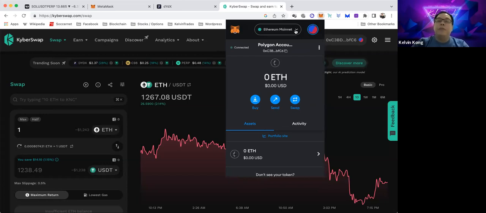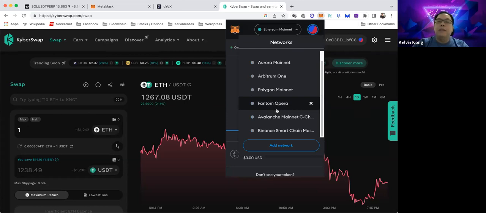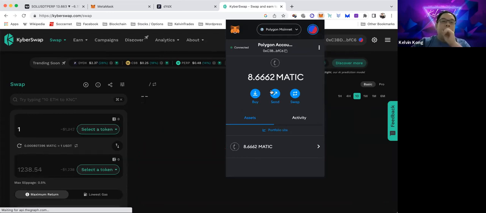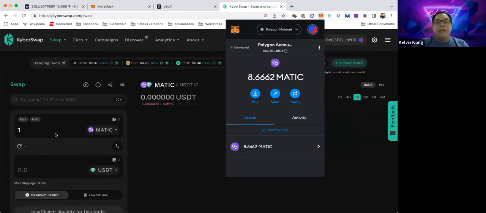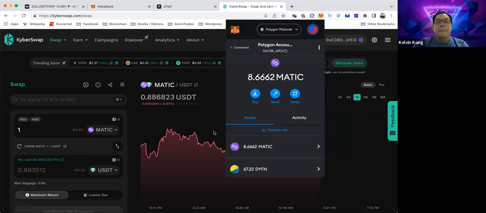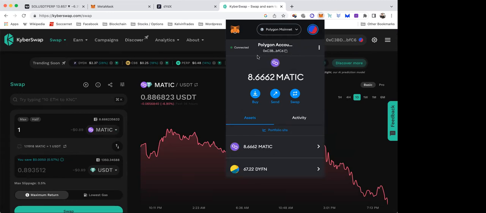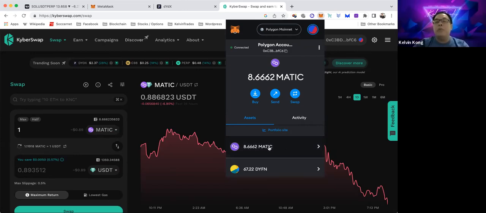Okay, I need to switch to Polygon Network. So you see it changed, right? Can you see my MetaMask wallet here? How many Matic does it say? 8.6662. So you see I have 8.6662 Matic here, right? So you can see it's reflected here, 8.6662, right?